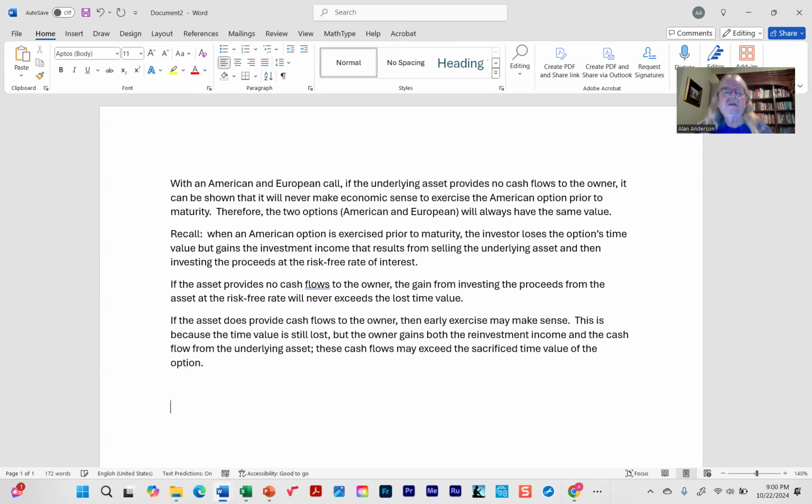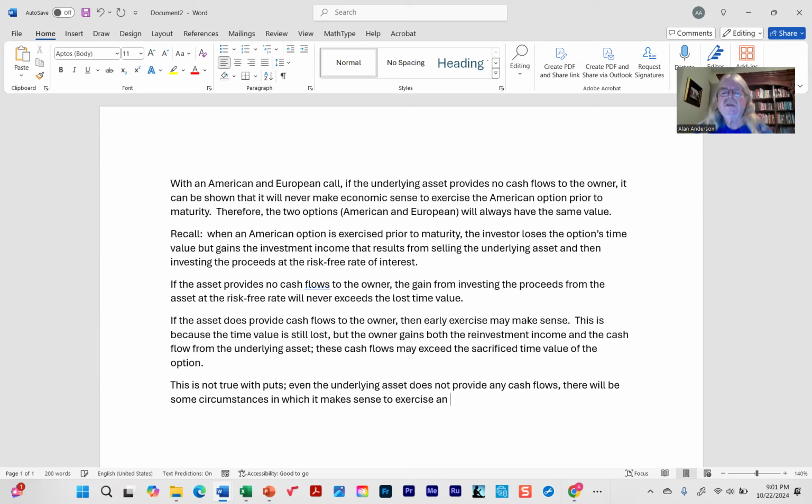Another thing I want to mention here is that this is not true with the puts. Even if the underlying asset does not provide any cash flows, there will be some circumstances in which it makes sense to exercise an American put early. Therefore, its value will always exceed the corresponding European put.